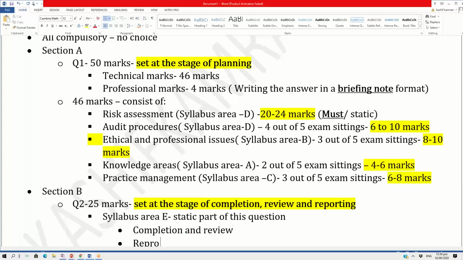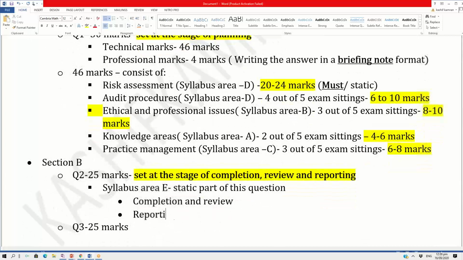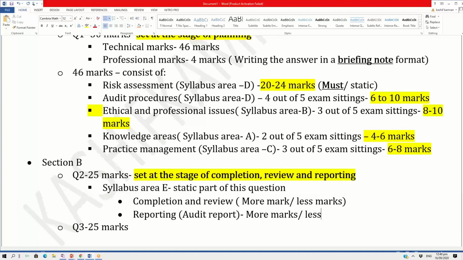Reporting means the audit report, right? With which you are very familiar from the AA paper, the audit report. So at times the marks for audit report are less and marks for completion and review are more. At times the marks for completion and review are less and marks for reporting are more. So you might find some exam settings where completion and review has more marks or less marks, and same with reporting.